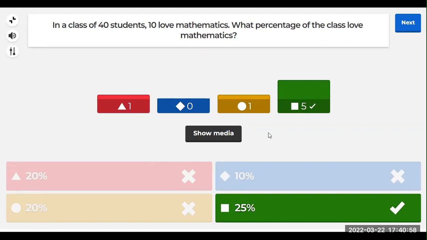We would have that first. So we have 10 over 40 multiplied by 100. So 10 over 40 can be reduced to a quarter in simplest terms. We'd have a quarter of 100, which would give you 25%.